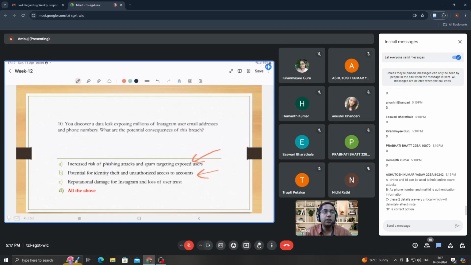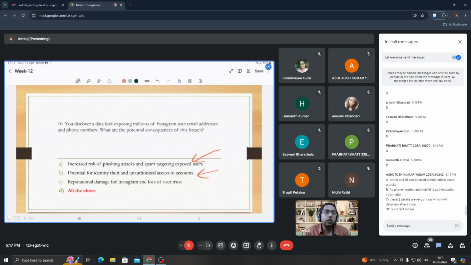It means the particular person has known that this user associates with this particular identity, email identity or social media identity or handle. Okay. Or Twitter handle, anything like that. So identity theft is something when your identity is getting revealed. Okay. And unauthorized access to accounts. Yeah, definitely they would be there. Okay. And reputational damage for Instagram and loss of user trust. Definitely it would be there.